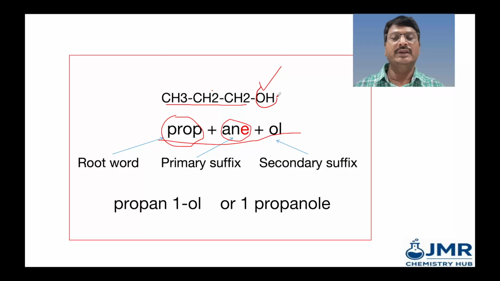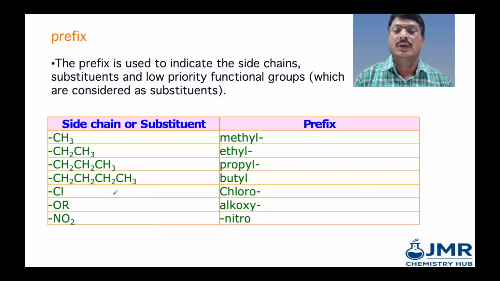Because OH is present on the first carbon, it may also be on the second carbon. If the OH is present on the second carbon, the name will be given as propane 2-ol. Two possibilities are there, that's why you have to indicate the number also. So it is propane, and what is that one? 1-ol. The name of the compound is propane 1-ol, and it will be written as 1-propanol.